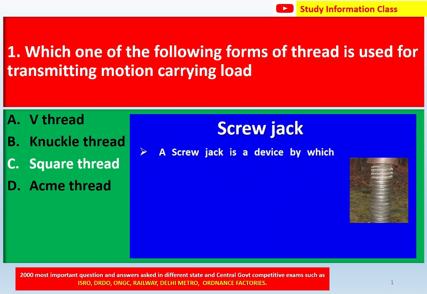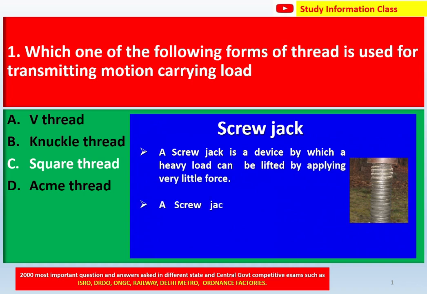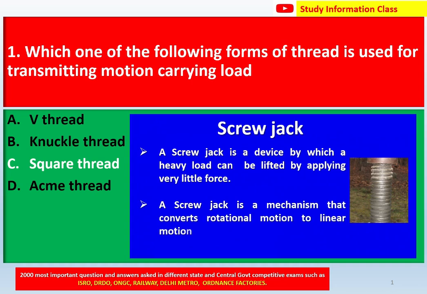A screw jack is a device by which a heavy load can be lifted by applying very little force. A screw jack is a mechanism that converts rotational motion to linear motion. This means it carries a heavy load. This screw jack will carry heavy load using square thread. So for this question, which one of the following forms of thread is used for transmitting motion or carrying a load? The correct answer is square thread.